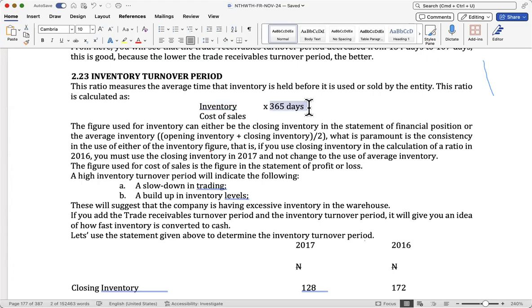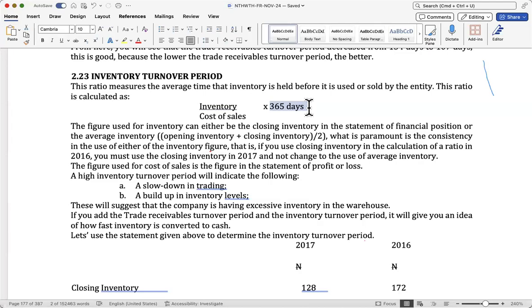And you can guess, the shorter the better now, abi. Sell early. If you are able to clear up your inventory early enough, it's good for you as an entity because you'll be able to then go back to the market and buy more goods.